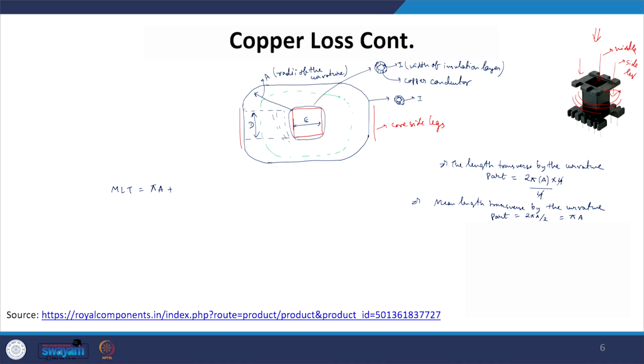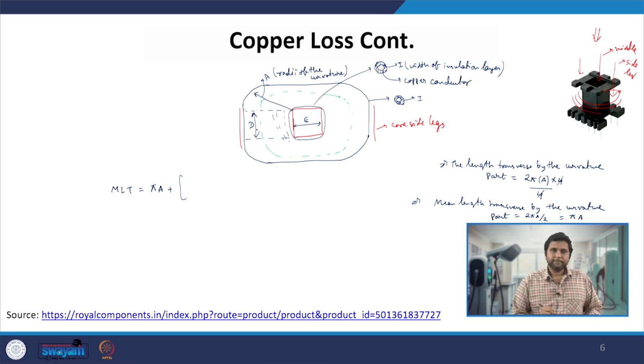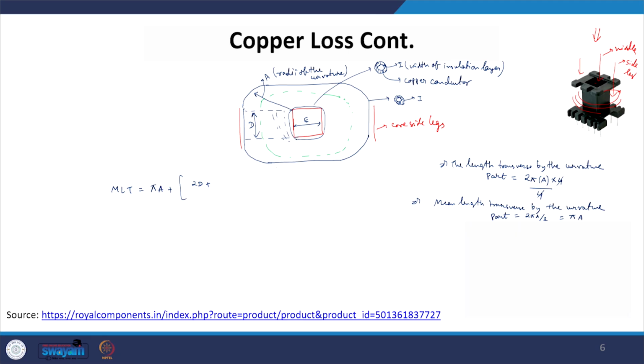Now this will be nothing but, taking the first winding, the 1 and 2 side D, so it is 2D, plus if you see the insulation, here one insulation will come, at the top one insulation will come, and on the bottom side two insulations will come, so it is 4I, this is the insulating part, plus this side.